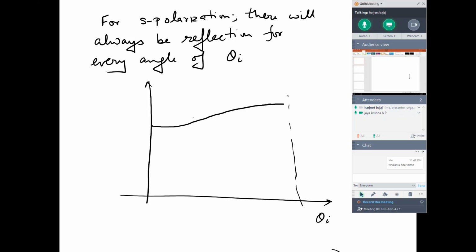Jaya, how much time do we have? If you want, you can continue, sir, no problem. I know, either we can stop now, because now we can do the P polarization, but if I start the P polarization, it'll take me at least half an hour. Okay, sir, you continue in the next class. Or we can do it tomorrow and we finish it tomorrow. Yes.